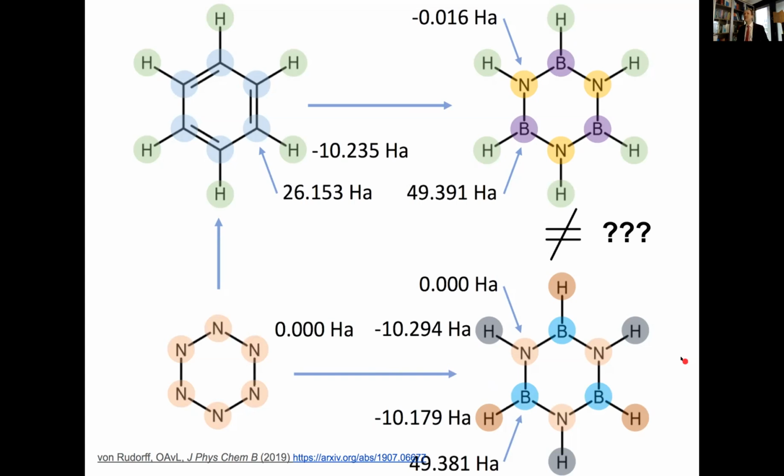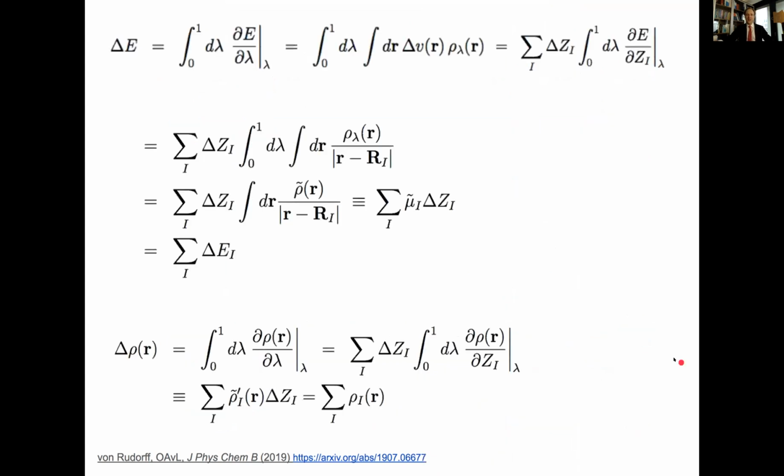And that is, of course, due to the fact that in your lambda integration here, things depend on how you choose your path, right? If you change your Hamiltonian in one way, your electron density will vary differently as you integrate and average over it. And so you will get different partitionings onto the atoms.